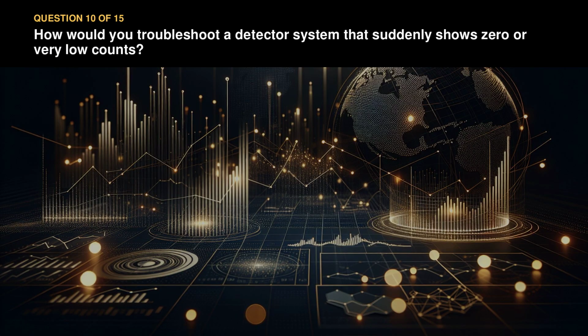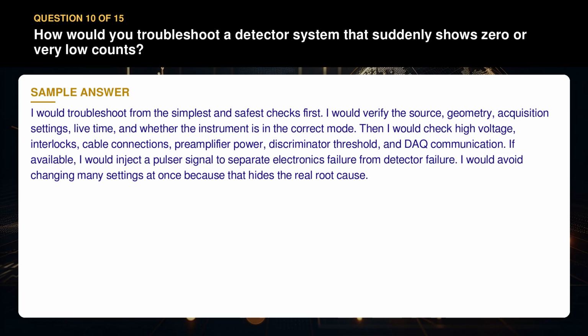Question 10. How would you troubleshoot a detector system that suddenly shows 0 or very low counts? I would troubleshoot from the simplest and safest checks first. I would verify the source, geometry, acquisition settings, live time, and whether the instrument is in the correct mode. Then I would check high voltage, interlocks, cable connections, preamplifier power, discriminator threshold, and DAQ communication. If available, I would inject a pulser signal to separate electronics failure from detector failure. I would avoid changing many settings at once because that hides the real root cause.